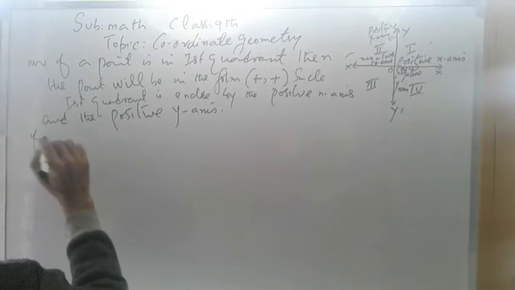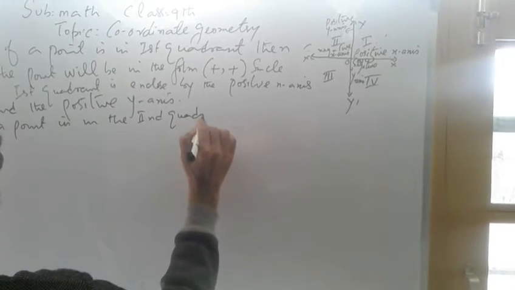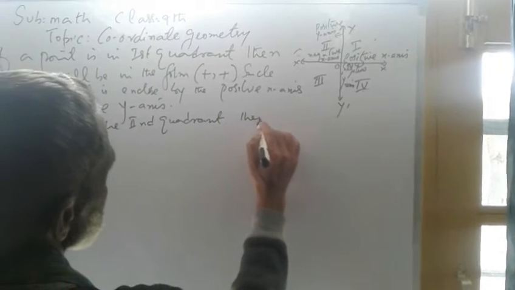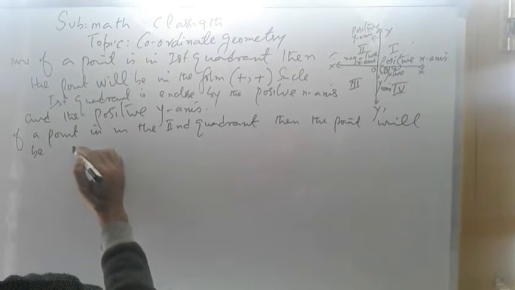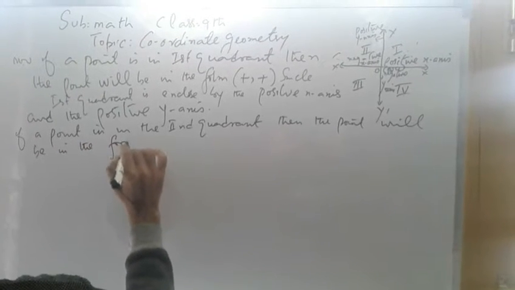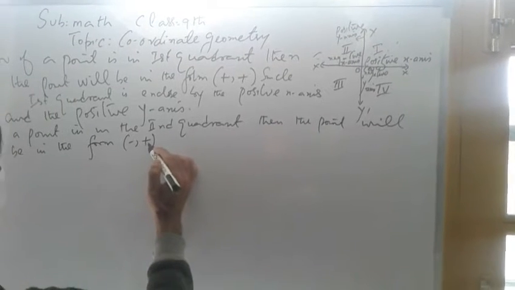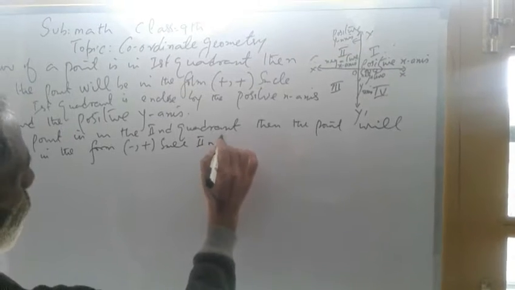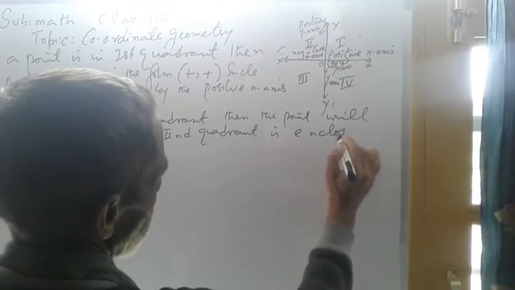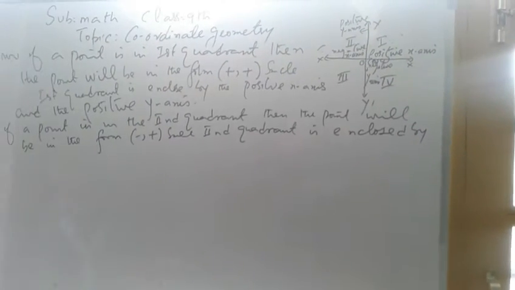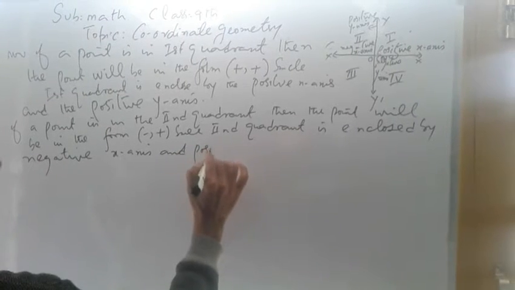If a point is in the second quadrant, then the point will be in the form (minus, plus), that is x will be negative and y will be positive, since the second quadrant is enclosed by the negative x-axis and the positive y-axis.